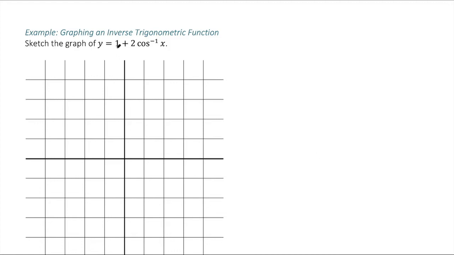Sketch the graph of y equals 1 plus 2 cosine inverse of x. So we're going to start with just the cosine inverse of x. We know that the cosine inverse has a domain of -1 to 1, and it has a range of 0 to pi.